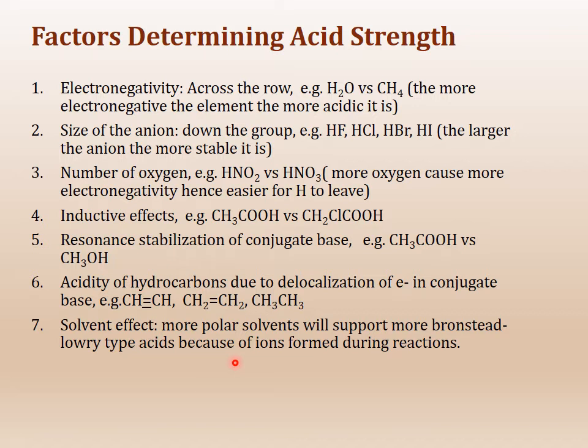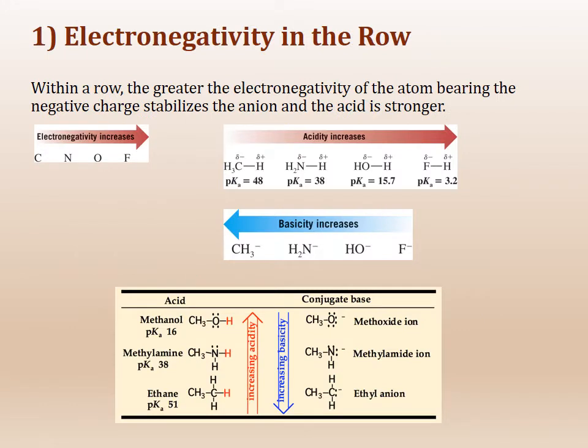And remember, this is only talking about the acid strength, and now you understand why I talk only about the acid strength, because the basic strength is the opposite of acid. So when you have a strong acid, obviously you have a weak base. So the first one, electronegativity in a row, which means you're going across the periodic table.